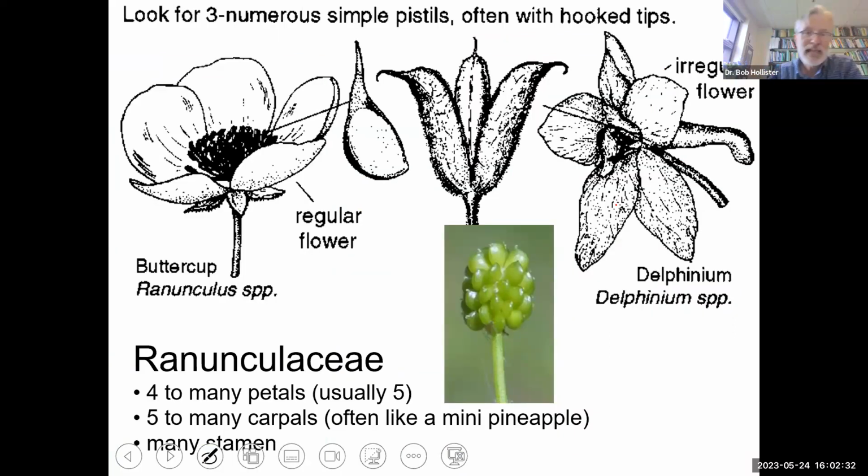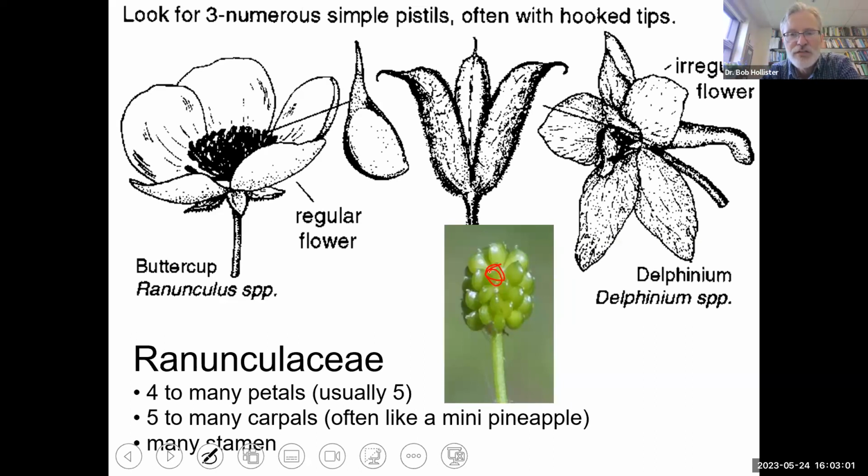All right, next, Ranunculaceae. So Ranunculaceae is, in my mind, easy because all these little pistils or carpels, remember carpel would be the little sections inside a pistil. In this case, there's just one section. So the pistil and carpel are kind of used interchangeably.